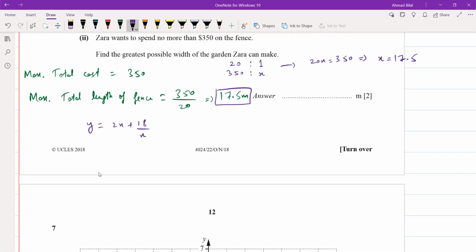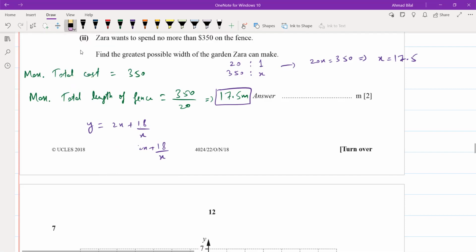y की वैल्यू यहाँ पे क्या है? 17.5. आप यहाँ पे इसको सॉल्व कर सकते हो. If you wanted 2x plus 18 over x, इसको आप सॉल्व कर सकते हो, but actually quadratic बन जाएगी. Quadratic equation आपको सॉल्व करनी पड़ेगी. So if you wanted, you could solve this, but इससे लंबा हो जाएगा. That would be one possibility. लेकिन वो quadratic यहाँ पे बन जाएगा तो आप x को मल्टीप्लाई करोगे.